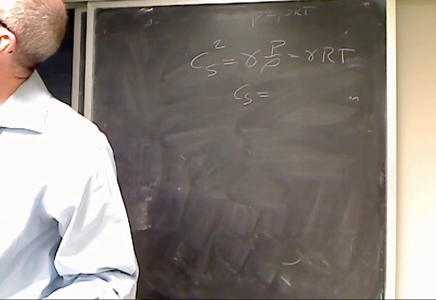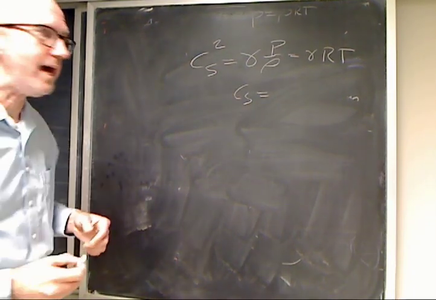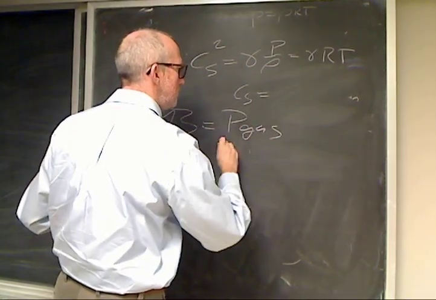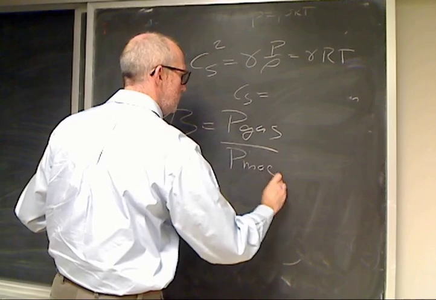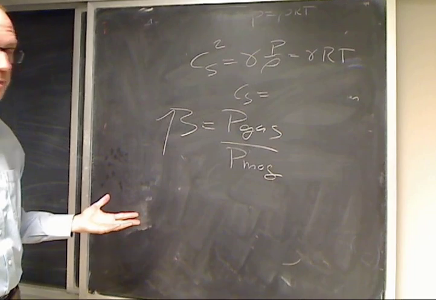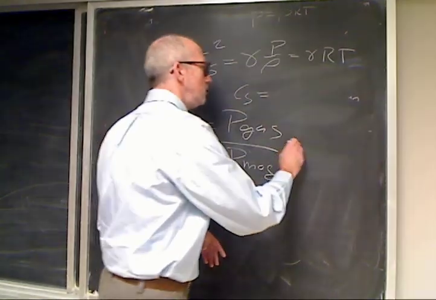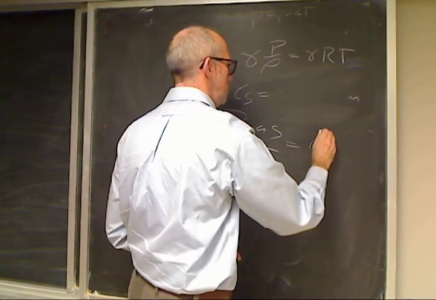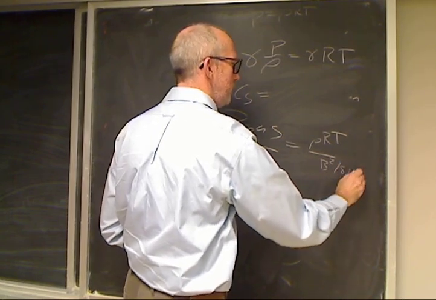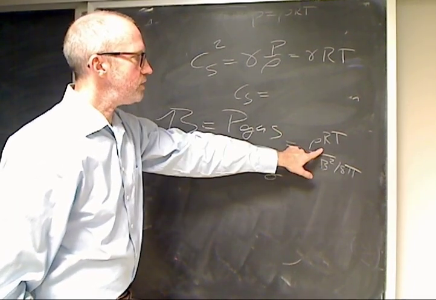What is plasma beta? Plasma beta, and this is a thing I do expect you to remember, is P gas over P magnetic. And it describes how strong the magnetic field is in the plasma. It's what the plasma cares about for the magnetic field. That's easy to compute. We've got rho RT divided by B squared over 8 pi. So the magnetic pressure is B squared over 8 pi. The gas pressure is just rho RT.